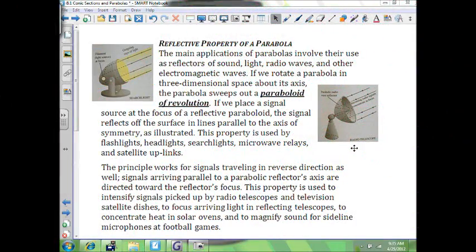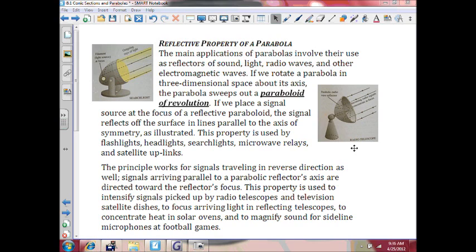Next up, we're going to talk about the reflective property of parabolas. The main applications of parabolas involve their use as reflectors of sound, light, radio waves, and other electromagnetic waves. If you have Dish Network or DirecTV or any other sort of satellite service, you should know that it's basically a paraboloid of revolution. If we rotate the parabola in three-dimensional space about its axis, the parabola sweeps out a paraboloid of revolution.